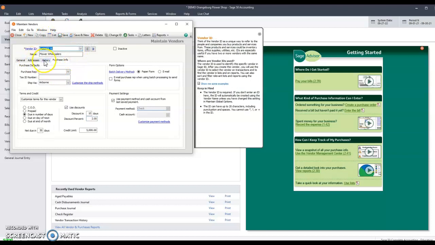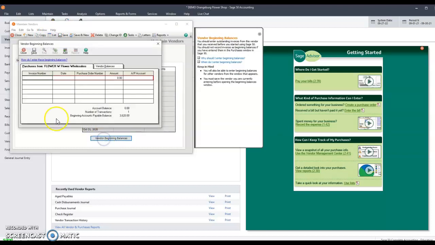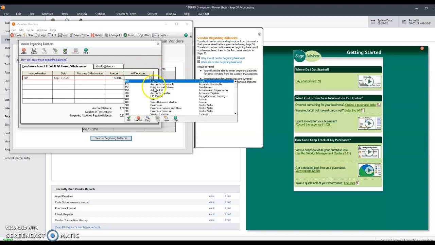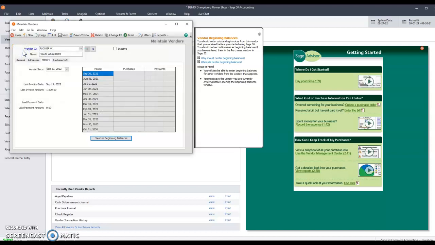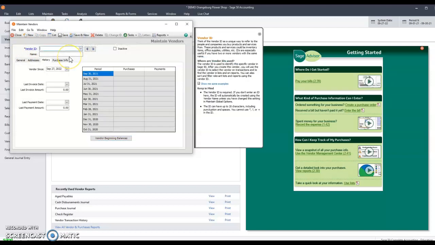Save, go to history, beginning balance. That was invoice number 987 from September 15th of 22. And the amount is $1,500. And accounts payable. Okay, and save, close, save and new.